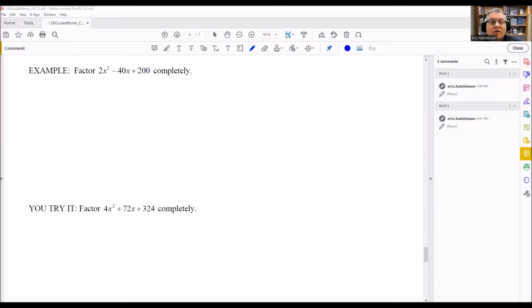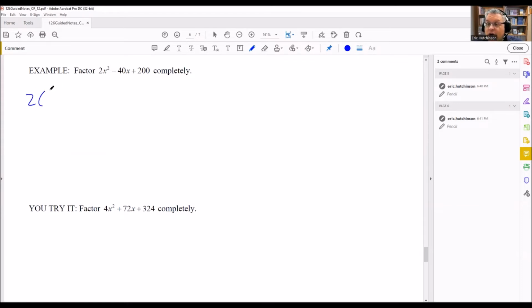These next two problems say factor completely, and so these actually are going to require more than one factoring step. We first want to factor out a common factor, and then we'll factor what's remaining. For this one, we see that there is a 2. All these are divisible by 2, so we're going to factor out a 2. So all these, what goes in the parentheses, would be after we divide out a 2.